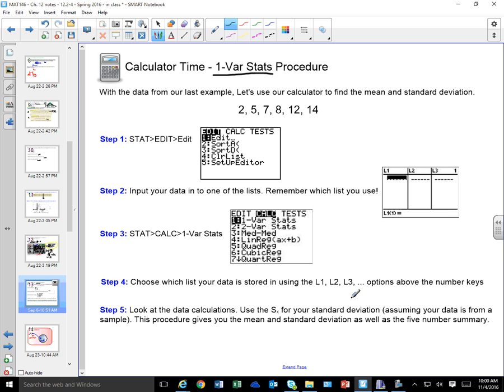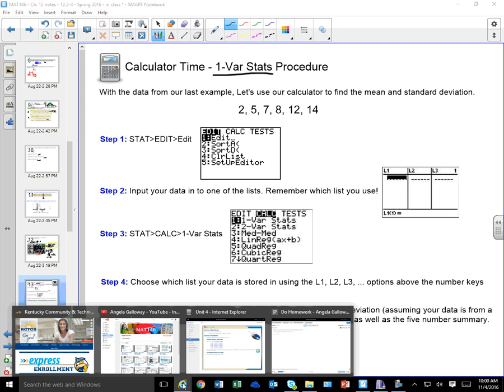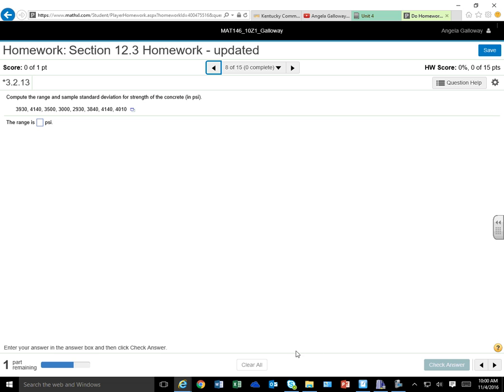Another thing you can do is do it in Excel. If you don't have the calculator, you can still do it in Excel. It's actually kind of convenient because our homework is already set up where you can copy your data straight into Excel. This is from our 12.3 homework. It says compute the range and sample standard deviation. Notice it says sample standard deviation, so that means the S, not the sigma, for the strength of concrete here.